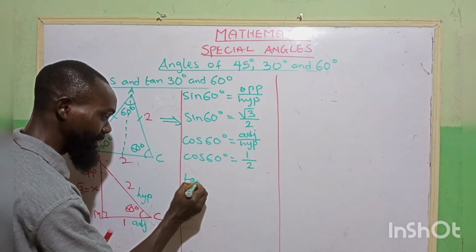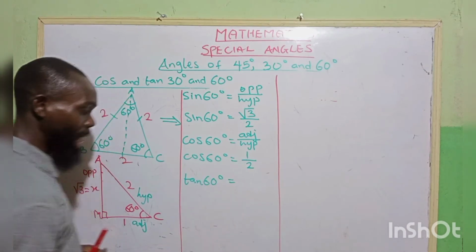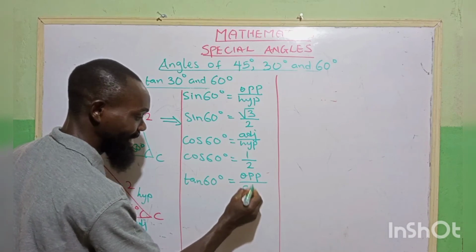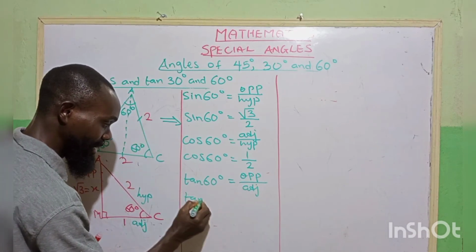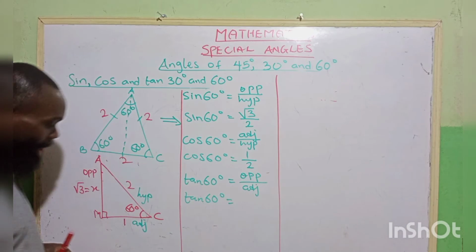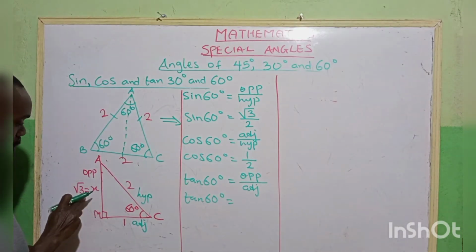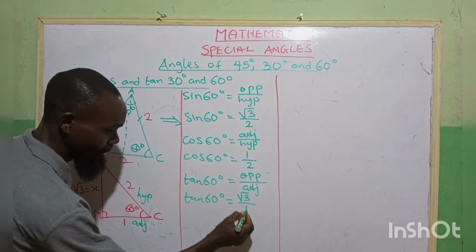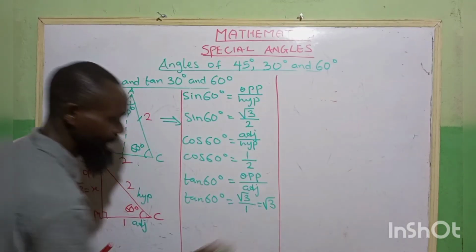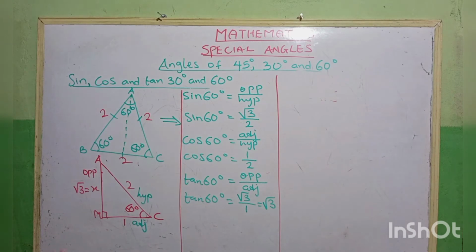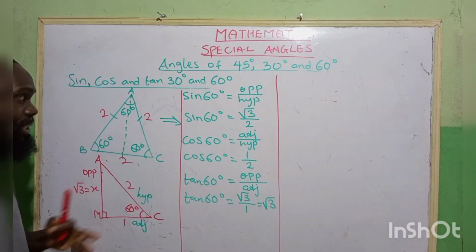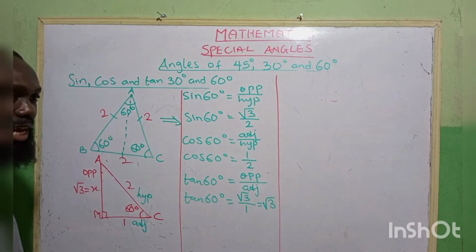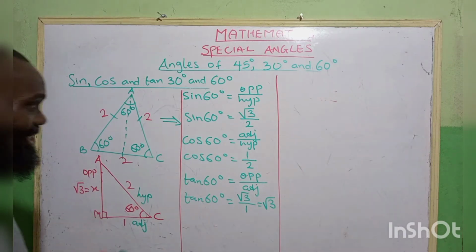Then tan 60 degree, that is opposite over adjacent. So tan 60 degree equals my opposite here, root 3, over my adjacent here, 1, which is equal to root 3. Now, this is the derivation of sine, cosine, and tangent of angle 30 degree and angle 60 degree. Now, let's look at the identity that is there.